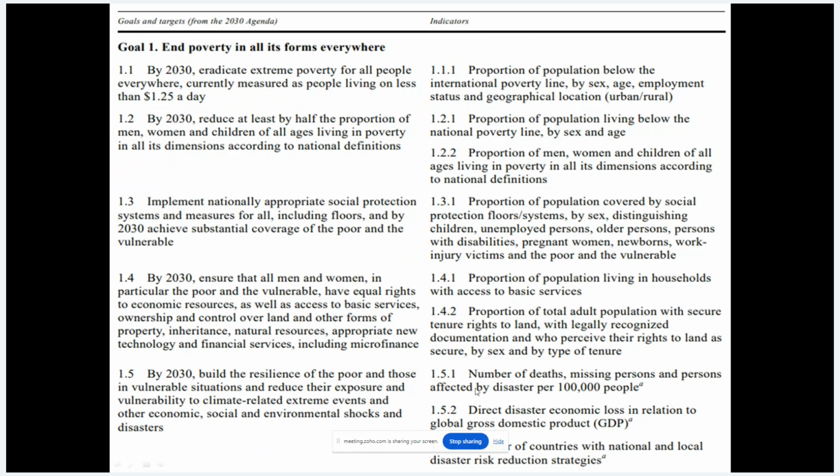In the same way, there are n number of indicators for each goal. See 1.5.1, for example: number of deaths, missing persons, and persons affected by disaster per 1 lakh people of population. So this is an indicator. If you don't have this indicator, how will you know? It will capture the variation in population also, and other factors. The population related parameter it will capture, and it will give you a level playing field where you can compare it properly.